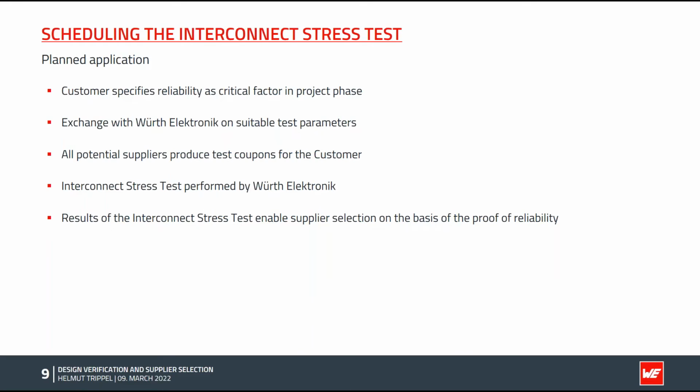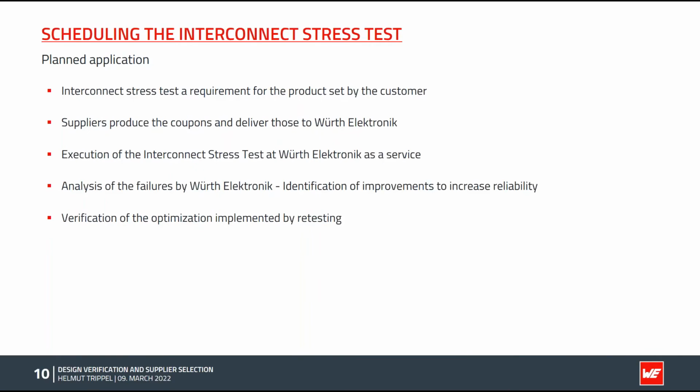Based on the results of the interconnect stress test, the customer was able to select the supplier based on the proof of reliability and the differences shown in the results of the IST. In another case, the customer also required an interconnect stress test for the product, but put the burden of proof on the supplier, so that he has to provide the IST documentation as well as the product. In this case, the suppliers produced the coupons and delivered those to Würth Elektronik.